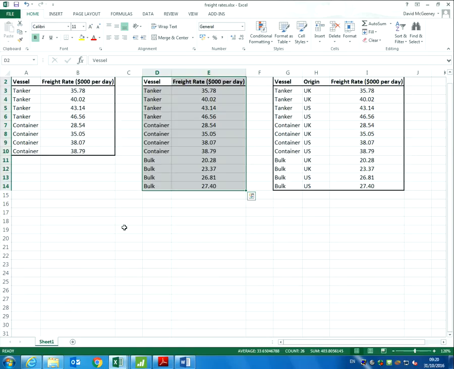And finally, columns G, H and I. Again, we're interested in freight rate. Now, as well as vessel type, we have the origin of the ship. So, what would be the correct test? That would be two-way ANOVA, because there are two factors. Okay, the factors being the vessel and the origin. Vessel has got 3 levels and origin has got 2 levels.